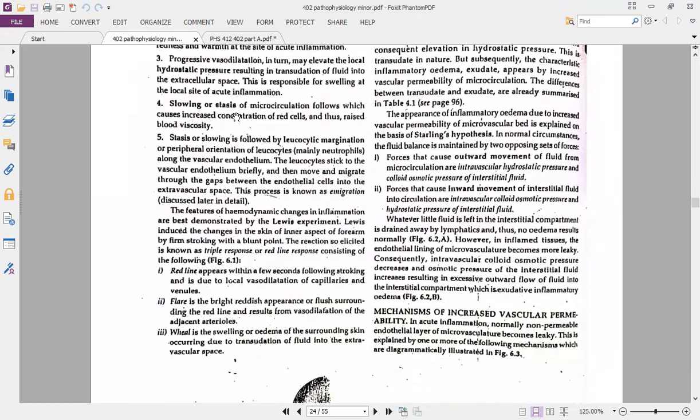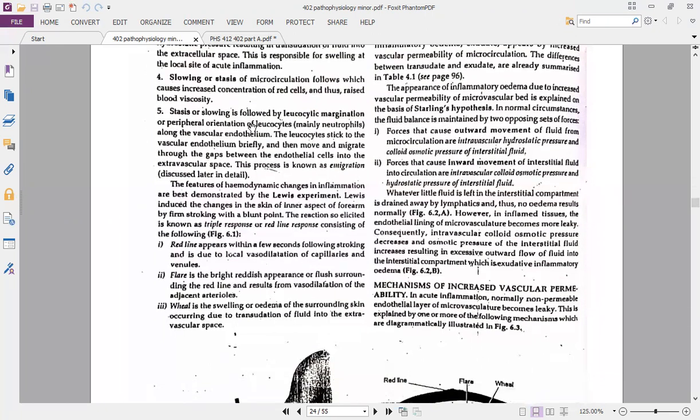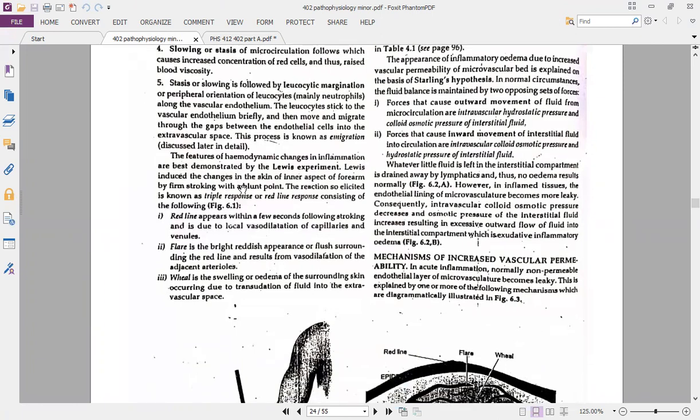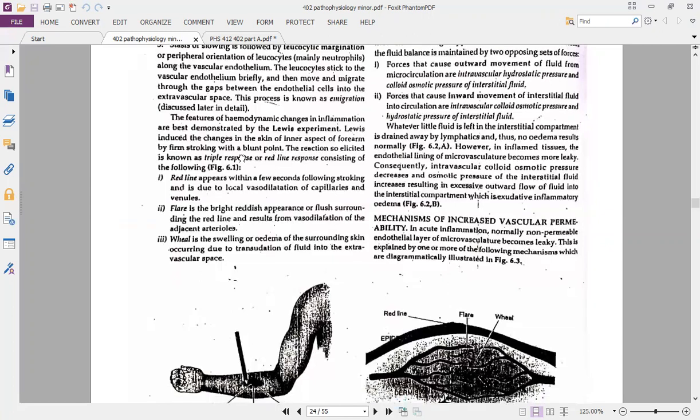What follows is slowing or stasis. Microcirculation is, you can say, recruited. Blood starts to flow in the capillary bed, but since the plasma has leaked out, the blood viscosity in that region will be raised. Followed by this is stasis, and because of this slowing down, leukocyte migration and margination start to occur. Leukocytes marginate together with the endothelial cells of the capillary. So the margined white blood cells can move out of the capillary and go to the damaged site and resolve the signs of inflammation, or remove the injury.